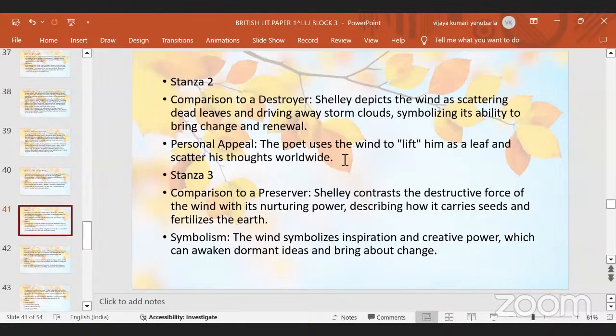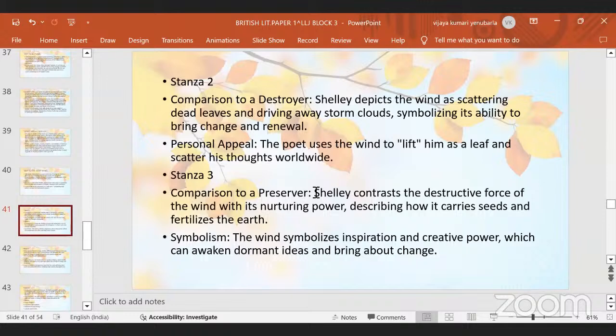So, personal appeal. The poet uses the wind to lift him as a leaf and scatter his thoughts worldwide. Now he is requesting the west wind: lift me like a dead leaf, and scatter me throughout the world. That means scatter my ideas.